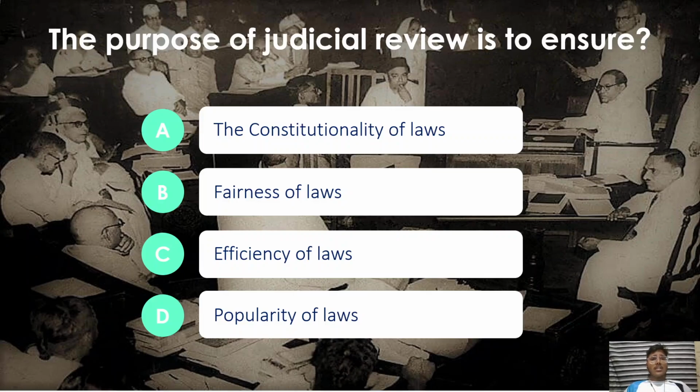The next question is: the purpose of judicial review is to ensure option A the constitutionality of laws, option B fairness of laws, option C efficiency of laws, and option D popularity of laws. The answer is constitutionality of laws.